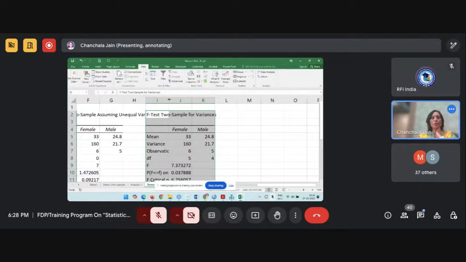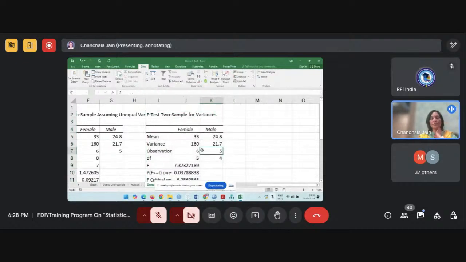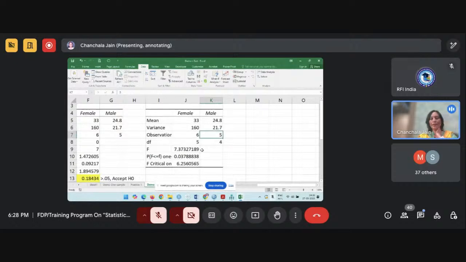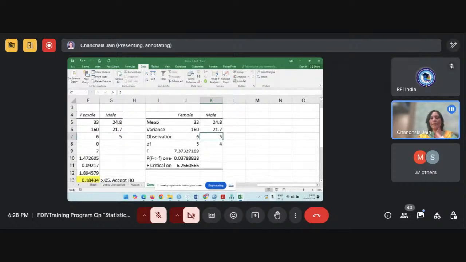Those who want to perform this can check this. If not, you can skip this, right? Now you can find here mean and variances, everything is coming here. Number of observations and degrees of freedom are there. Now the F value is 7.37. This is the combined variance value, you can call it, 7.37. Now the P value and the critical value are mentioned here.